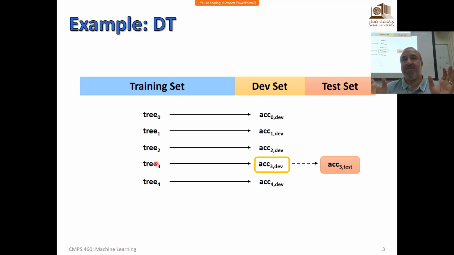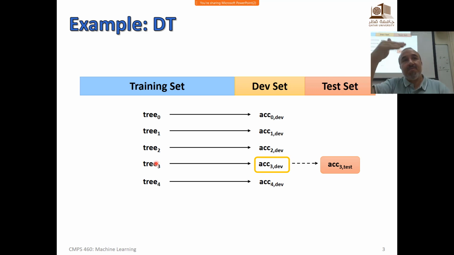Actually, it's not confusing. In training one tree, we didn't see the development set, right? But we just compute the accuracy for that tree on that dev set. But when we build a new tree, we again test on that dev set. So we are not using it in training. That's the main point. Touching here means we don't use it for training.